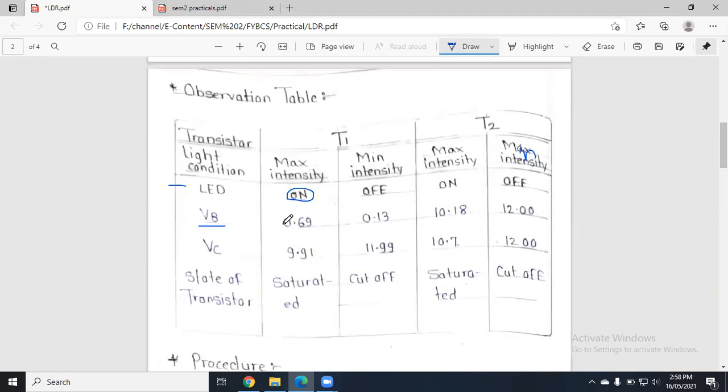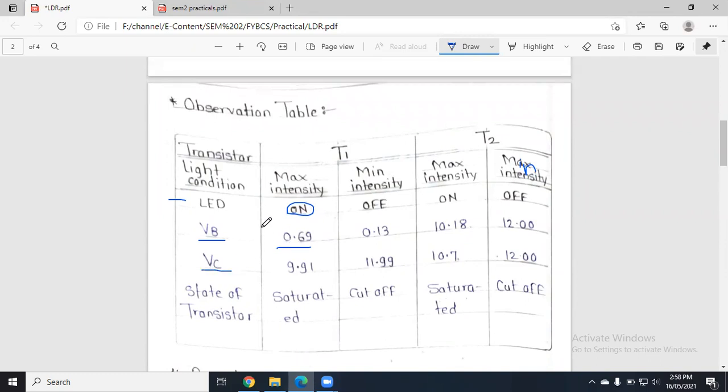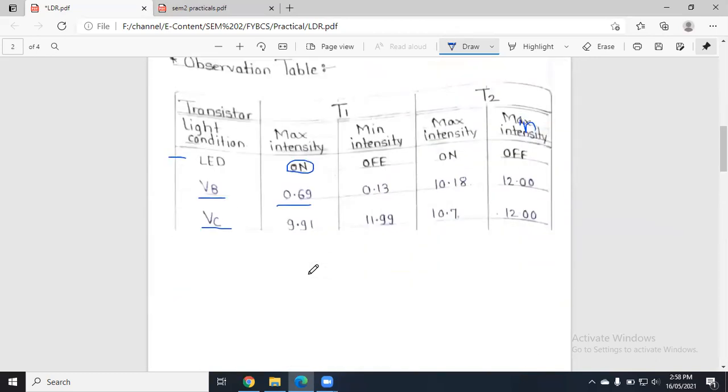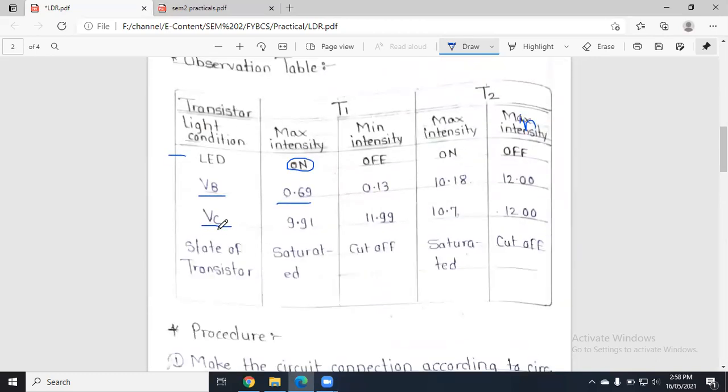So this is the first entry of the observation table: VB of transistor T1 when the LED is on. Correct? Similarly, we have to measure the collector voltage of transistor T1, the voltage at this point, when the LED is on. That is VC of transistor T1 when the LED is on. So hope you are getting how we get these two entries in our observation table.